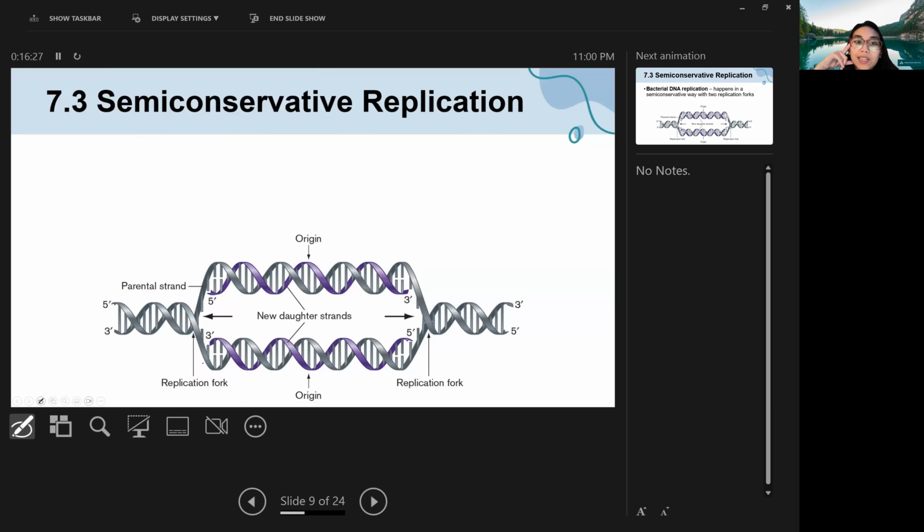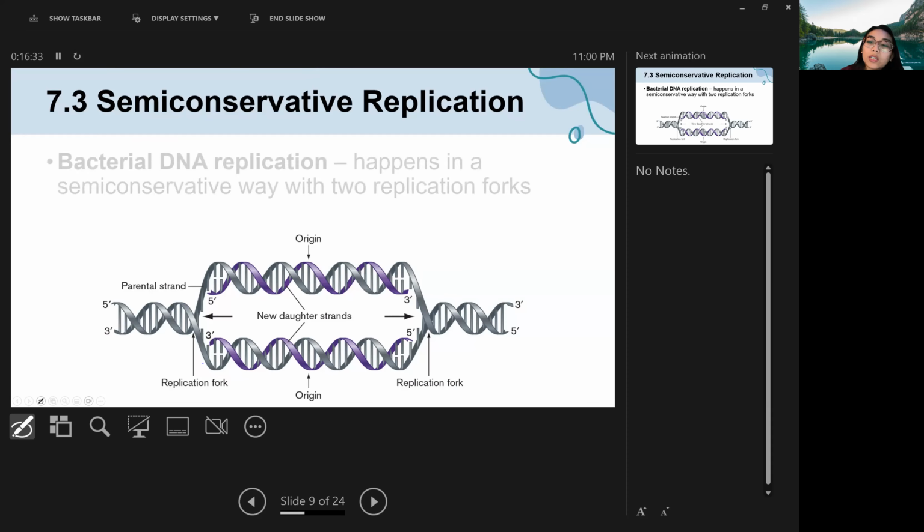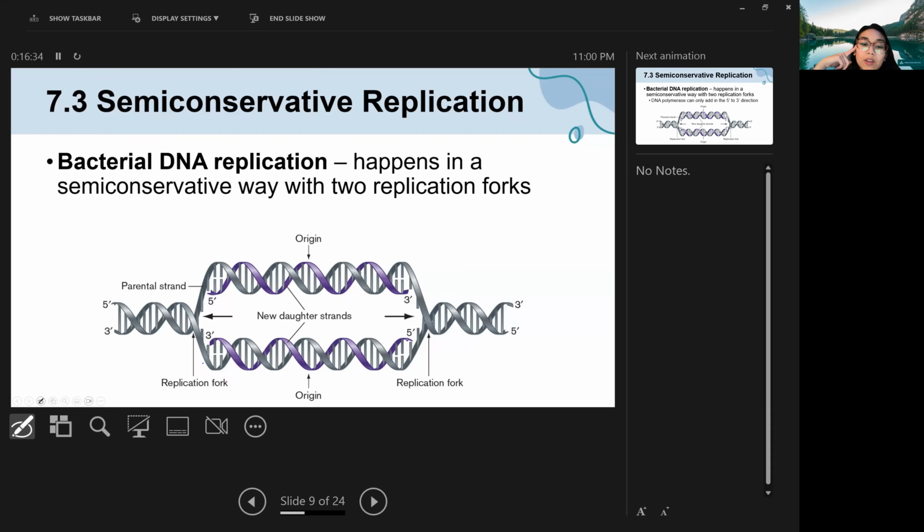7.3 is on DNA replication. And so like other organisms, DNA replication in bacteria is semi-conservative, meaning that you're going to end up with two pieces of DNA that have an old strand and a new strand, and then another old strand and new strand. So two pieces of DNA that are half and half.